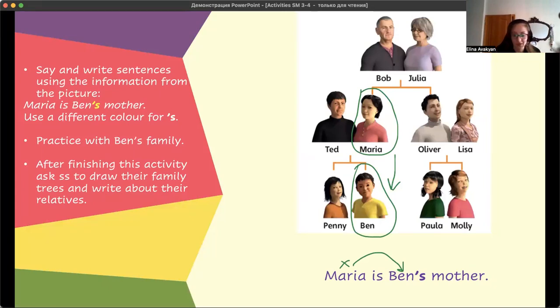After this, you can ask whose mom is this one, like Tatiana, whose mom is this? It's, I don't know, Alex mom, yeah? And you write these sentences on the board. And only after this, I suggest them to look at the student's book.